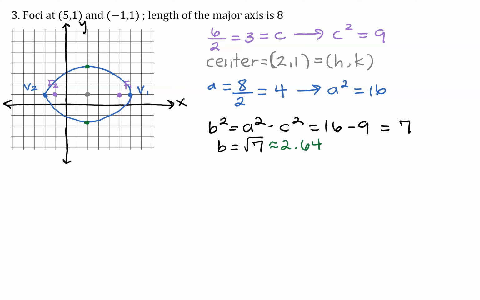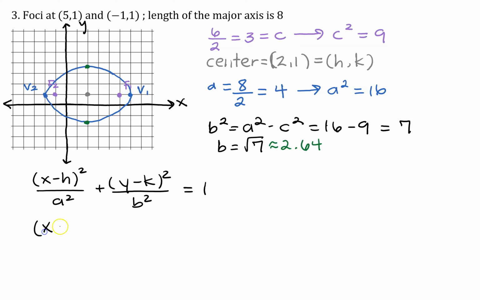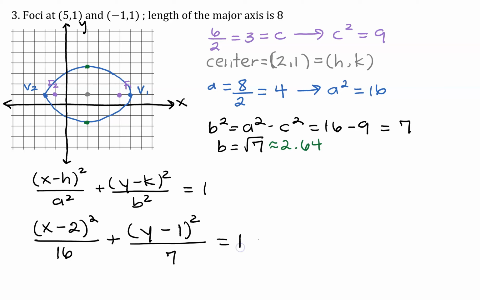And now we can write its equation. Because its major axis is parallel to the x-axis, we know that the a squared must be under the term with the x. And we have all of this information now so that we can fill this out. So we have the equation (x minus h), so we will be subtracting 2, squared, divided by a squared. Our a squared is 16, plus (y minus k) squared, so we're subtracting 1, that's squared, divided by b squared. Our b squared is 7, and this is all equal to 1. And so that is our equation of our ellipse.